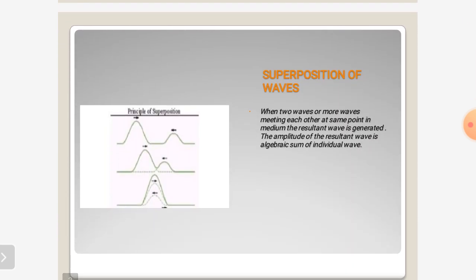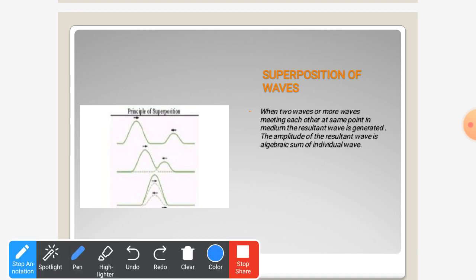First, we talk about superposition of waves. What is superposition? When two or more waves meet each other at the same point, you can see here that two waves are meeting each other at the same point. So we get a resultant wave. So this is superposition of waves.